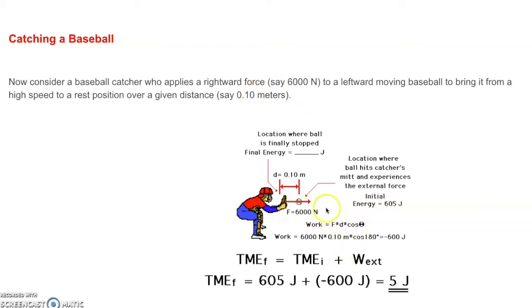So again, we're on a flat surface, so my angle is going to be 180 because I'm going this way, which is -1. So this times -1 equals -600 joules. So we do that much work. So initial energy of the ball, 605 joules. So our total mechanical energy initially is 605. We do negative work of 600, which means our final total mechanical energy is going to be 5 joules. So 5 joules of total mechanical energy at the end. Again, total energy is conserved, but total mechanical energy is not because work is being done.